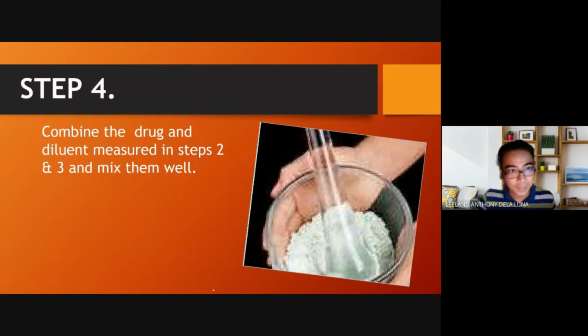Okay? Alright. So now, class, I combine my drug, which is 120 milligrams of Augmentin plus 840 milligrams of my diluent, which I weighed on my balance, which can only weigh 120 milligrams. Okay? So, wait. Mix. Okay, I've mixed it. My mixture is homogeneous now.